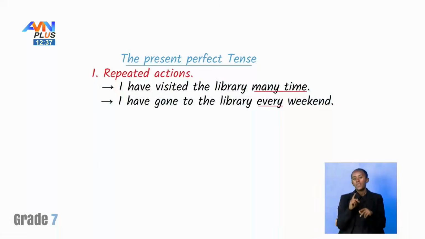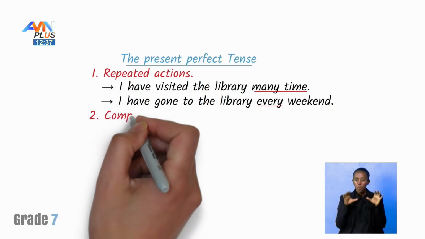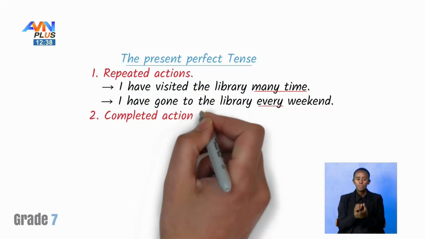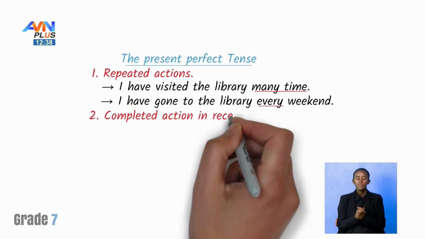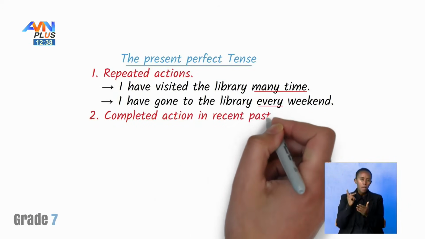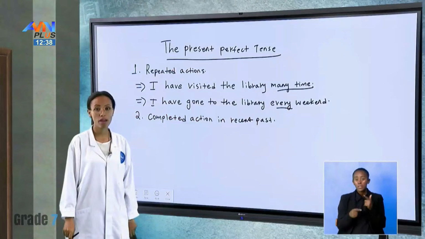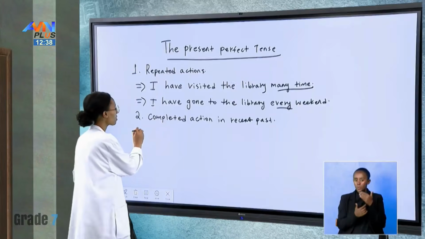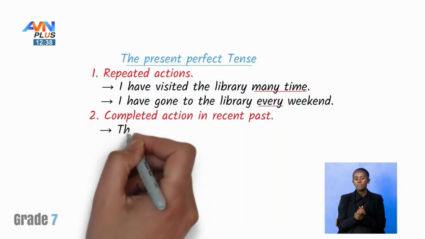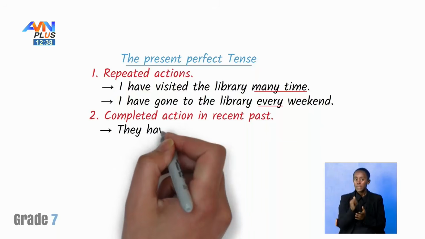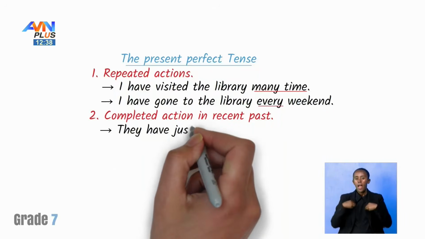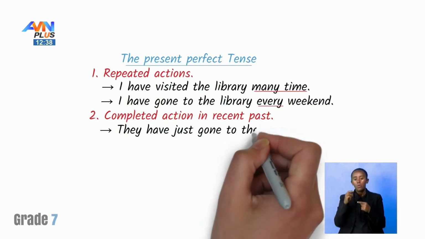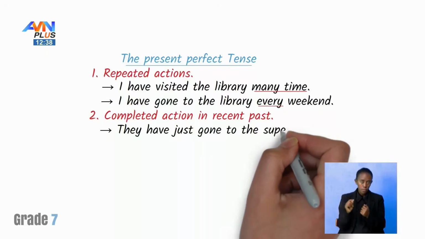The second was a completed action in the recent past. This is the second way of using the present perfect, and that's what we talked about. For example, they have just gone to the supermarket.